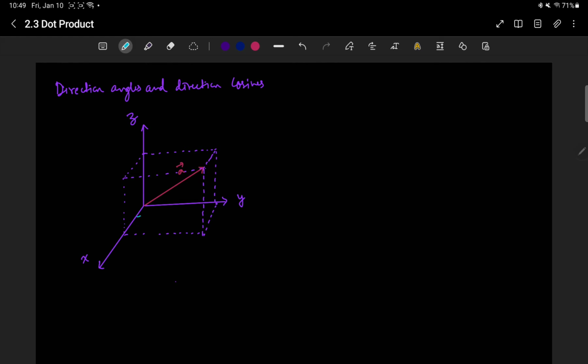What does that mean? It means I'm interested in finding this angle it makes with the x-axis, denoted by alpha. I'm interested in knowing this angle it makes with the y-axis, denoted by beta. And I'm also interested in knowing this angle it makes with the z-axis, which is called gamma.